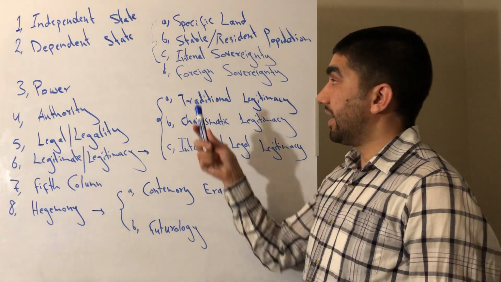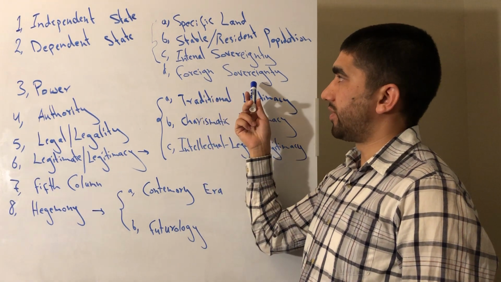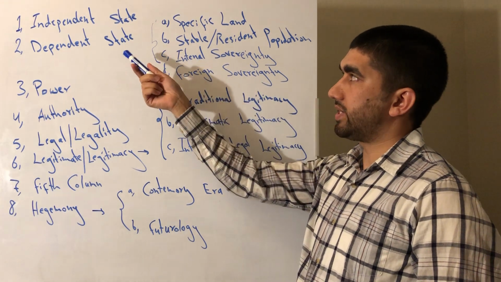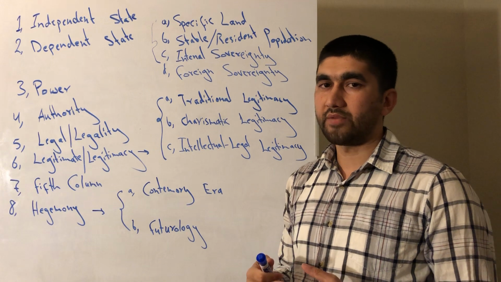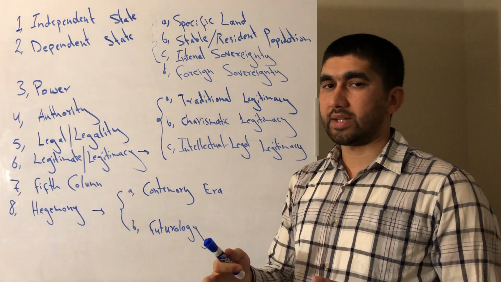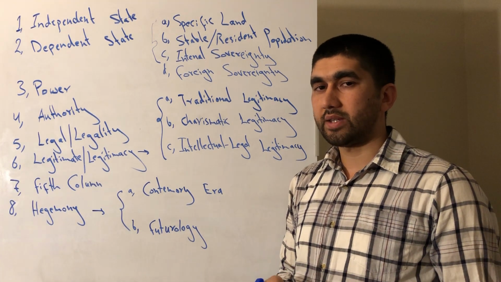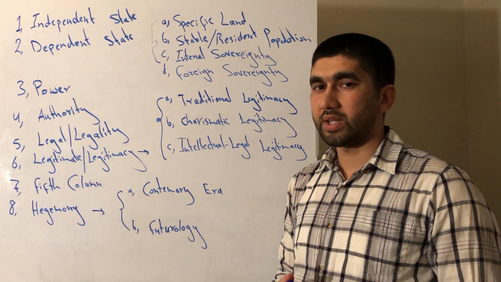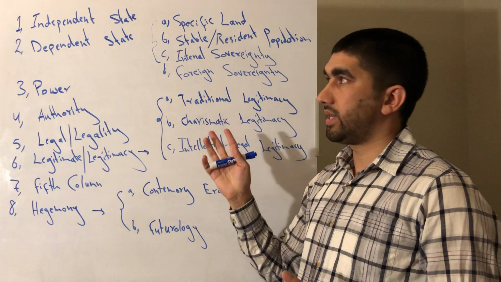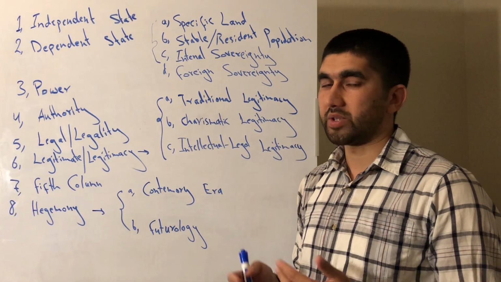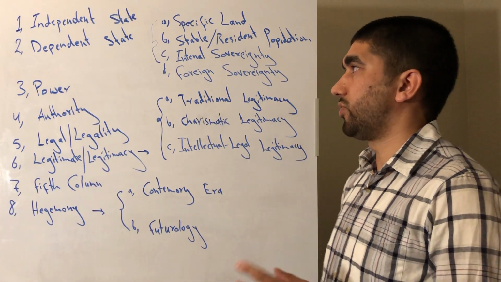But the last one, which is foreign sovereignty, is only related to independent state, not a dependent state. Foreign sovereignty means that they have the ability to create or to cut ties with foreign entities, organization, government, whatever, and they are not under a superior power. But with dependent state, they are not able to do so. So that's the difference.